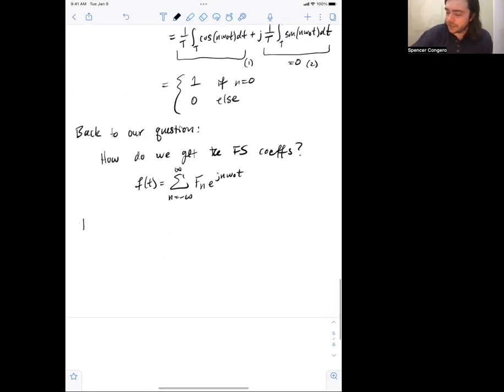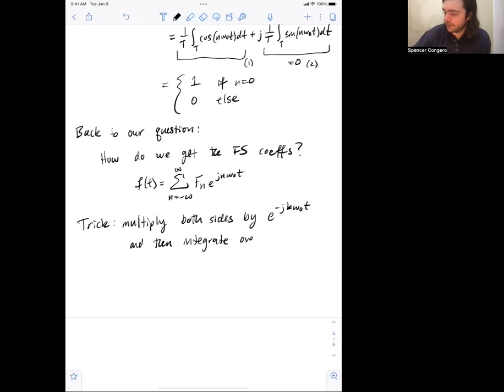Okay, and we're going to use a trick. So here's what the trick is. I don't know how you would come up with this on your own, but someone else came up with it, so we can use it. Okay, so we're going to multiply both sides by e to the negative j k omega naught t. Okay, and then integrate over a period T.